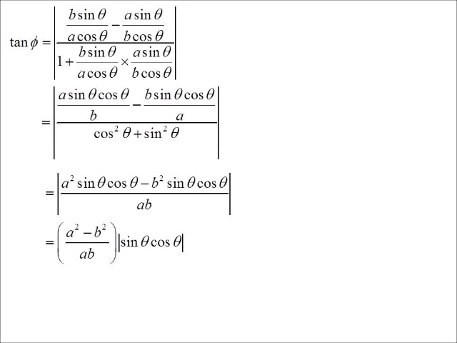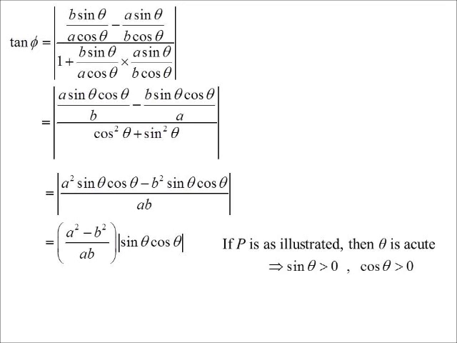So now I have, if I make it all one fraction, there's the AB. A squared sine theta cos theta minus B squared sine theta cos theta. Very close to what they want. A squared minus B on AB, absolute value of sine theta cos theta.